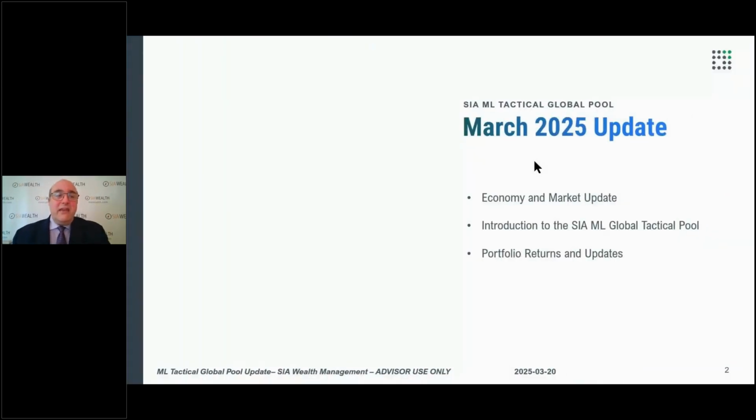In this month's update, we're going to spend a bit more time than usual looking at the state of the economy as well as the markets. We're also going to introduce and talk about the structure and the returns of the SIA ML Global Tactical Pool. And finally, we'll look at some of the recent portfolio returns and updates.